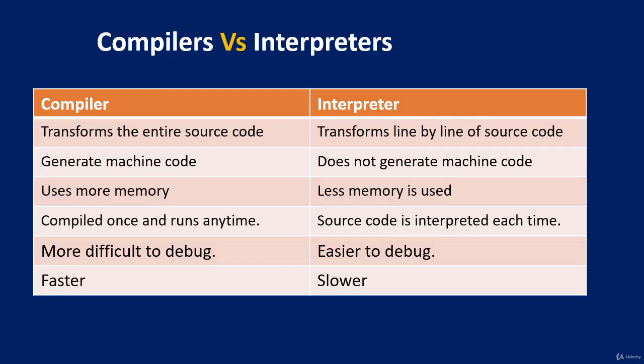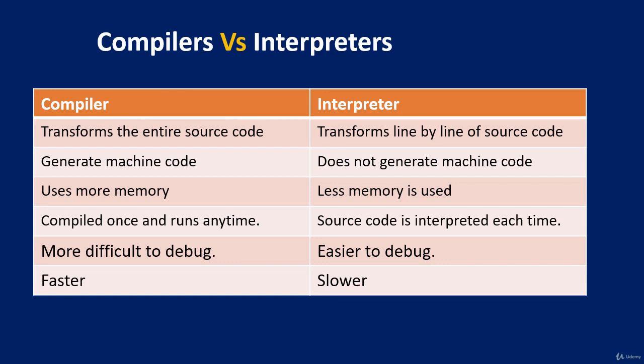This is a brief table that illustrates some key differences between compilers and interpreters. Compilers basically will transform the entire source code, while the interpreter will transform the source code line by line. The compiler will generate machine code first before it executes. The interpreter does not generate any machine code. Because the compiler generates intermediate machine code, it uses more memory. The interpreter uses less memory.